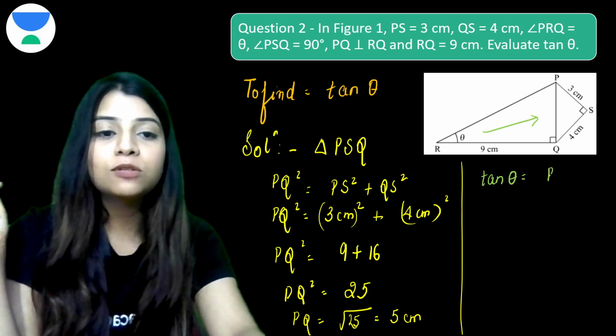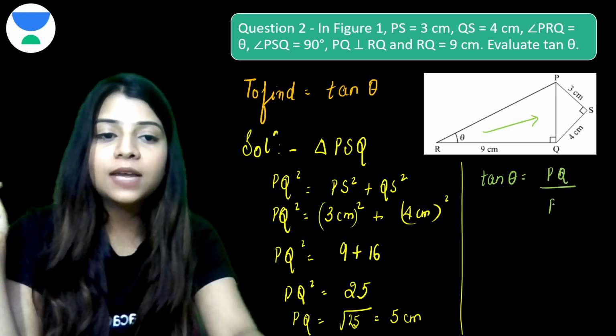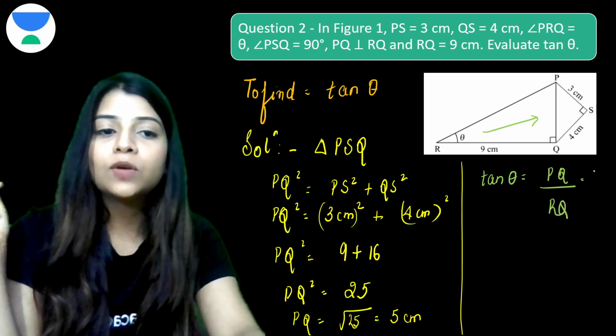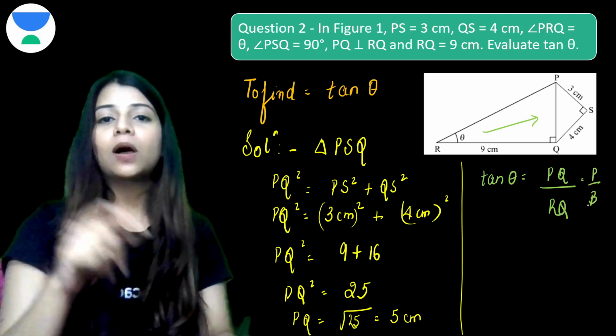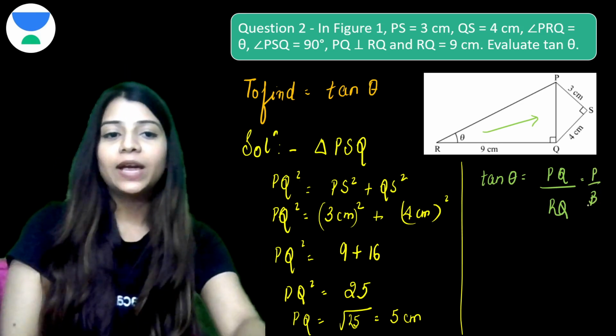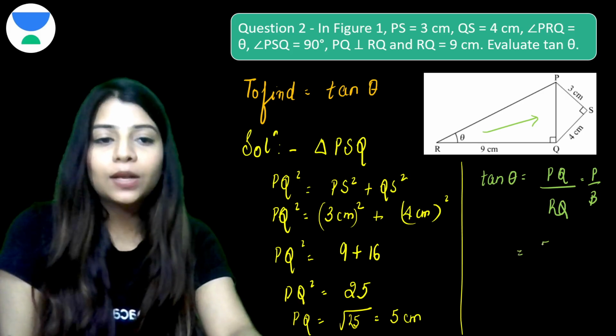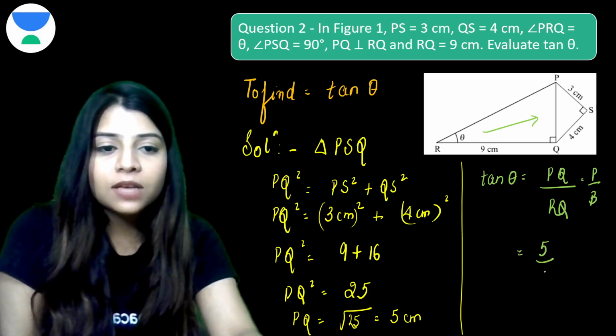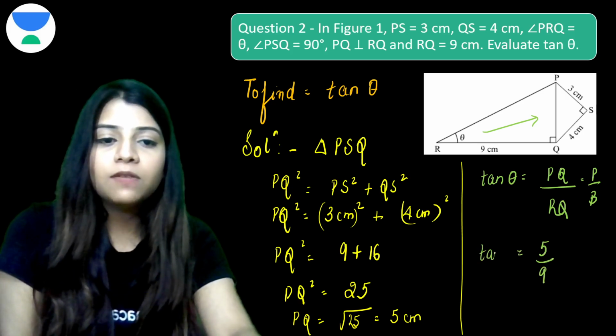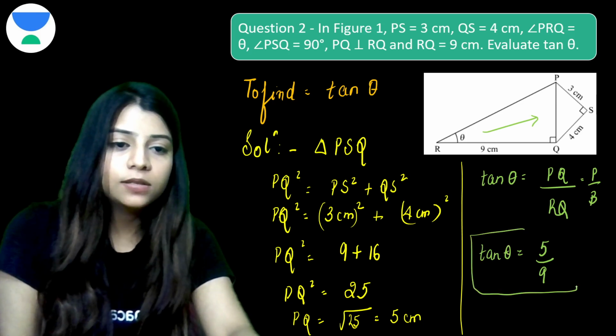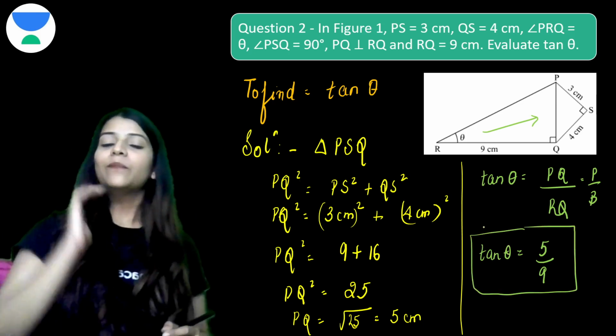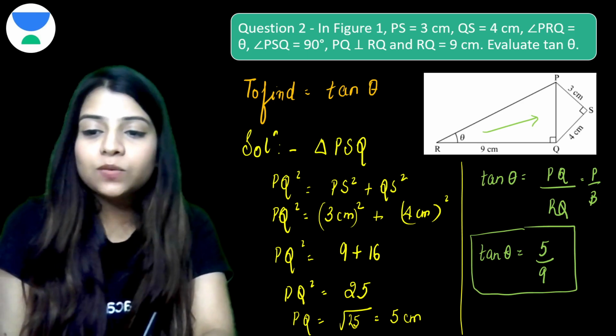So tan theta is equal to PQ upon my base, that is RQ, which is perpendicular by base according to trigonometric ratios, right? So PQ length we have just calculated as 5 and RQ is given to be 9. So this forms the value of our tan theta. So this is our final answer over here. Done. All right. So next what we have.